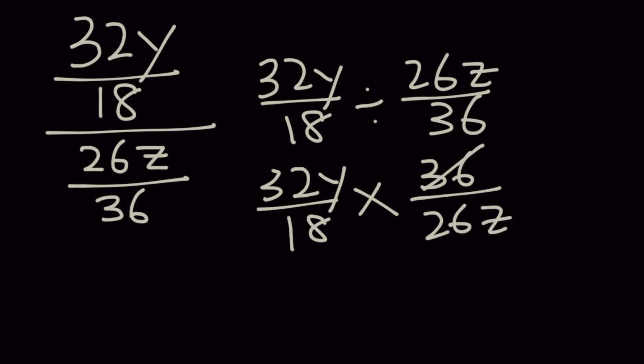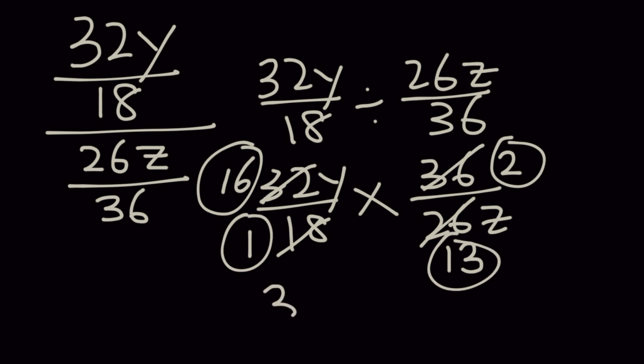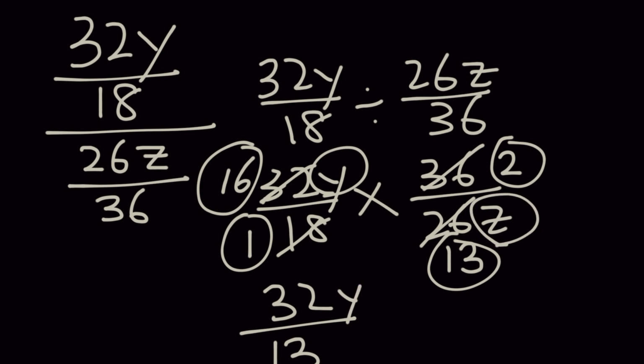Now 36 and 18 are divisible by 18, so 18 becomes 1 and 36 becomes 2. And 32y and 26z are both divisible by 2. So the 32 becomes 16 and the 26 will become 13. Now we multiply them together. 16 times 2, 32, over 13. And don't forget the variables. So there's a y and z. So the answer is 32y over 13z.